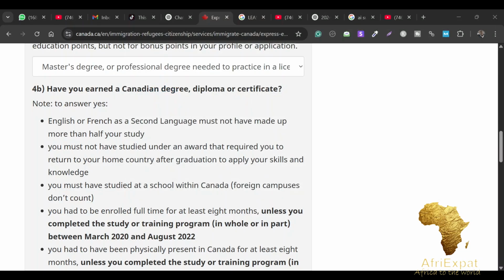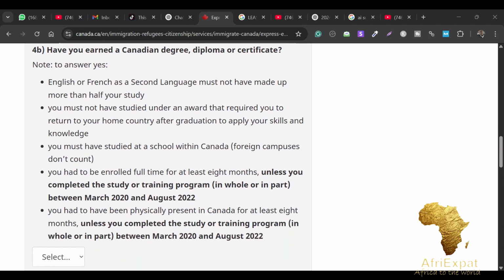So number 1, English or French as a second language must not have made up more than half of your study. That is, you should not have any foreign language aside from English and French making up over 50% of your study. Okay? You must not have studied under an award that required you to return to your home country after graduation. Okay? You must have studied at a school within Canada.